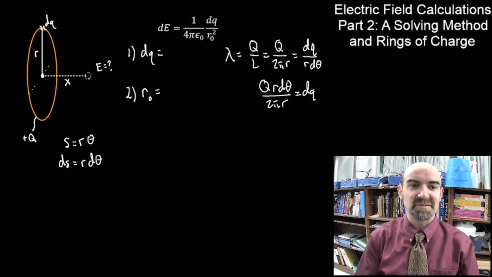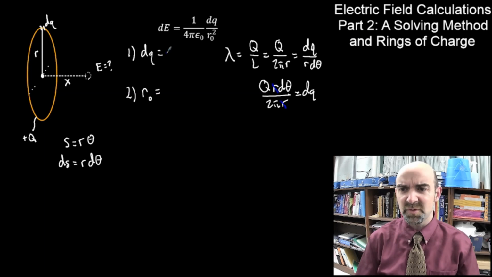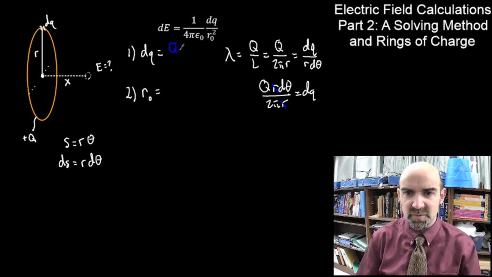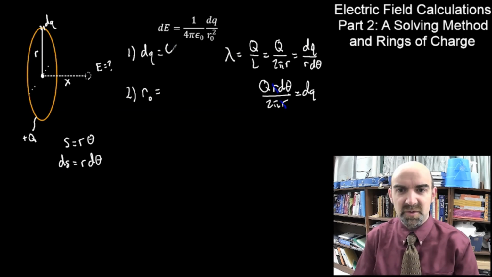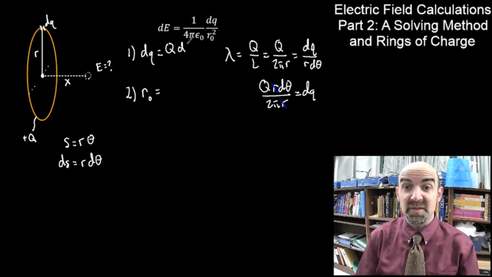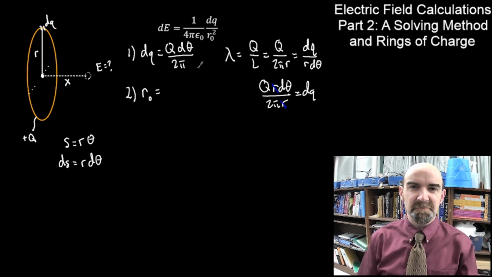and that's going to equal dq. We do have a cancellation of one of those r's there. r divided by r cancels out. So dq is big Q times d theta divided by 2 pi. All right. Now, pause here for a second.